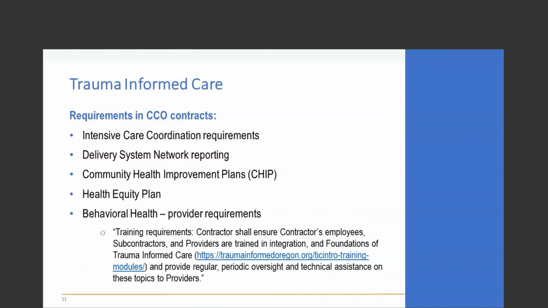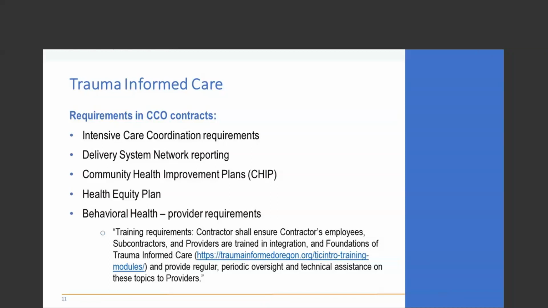For trauma-informed care within the CCO contract, we have several call-outs around trauma-informed care. Within the contract, there are actual references in each one of these bullet items, and this is not an exhaustive list, but it is in the intensive care coordination requirements, our delivery system network reporting, and our community health improvement plans. Those are very similar to the community health assessments that are done in other states with your hospitals and regions. Those are done in collaboration with our CCOs and our local public health. Again, very regional approach.